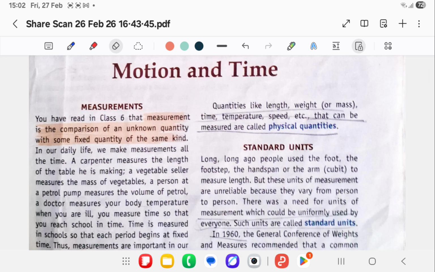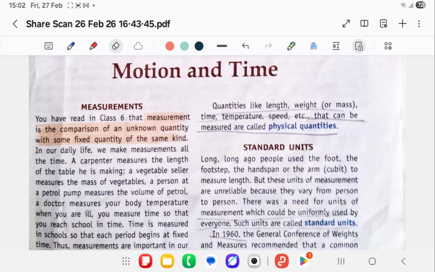Measurement means, if I ask you to calculate the length of the table, how will you do it? You will take your scale, because you know the length of your scale, and you will compare it with the table. You will keep your scale again and again repeatedly, to see how many times the scale fits to measure the length of the table. So the length of the table is unknown and the length of your scale is known. Whenever we compare an unknown quantity with a known quantity, this is known as measurement. So then only we are able to measure.